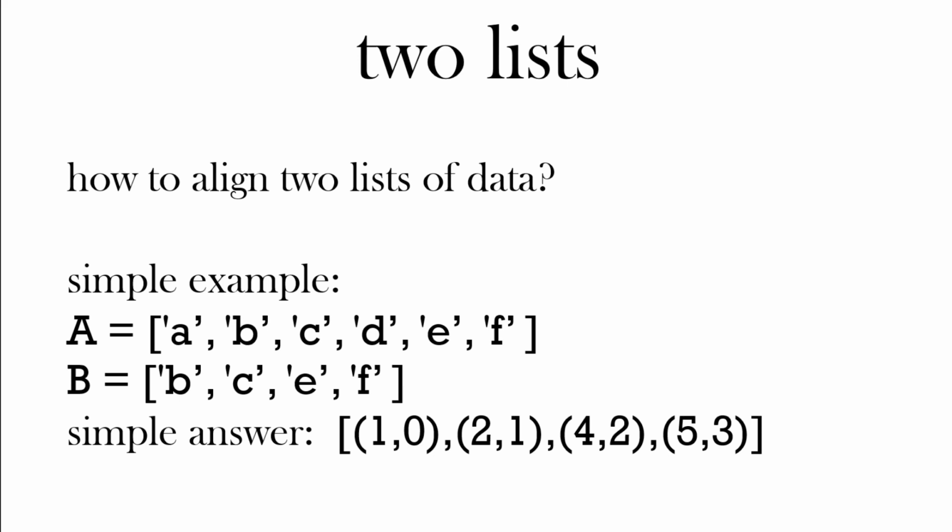Those are the indexes. So for example, the first letter that's in both is B, and that's in position 1 in the first list and position 0 in the second list. C is at position 2 and 1. E is at position 4 and 2. And the last one, F, is position 5 and 3. So that's how we would align two lists.